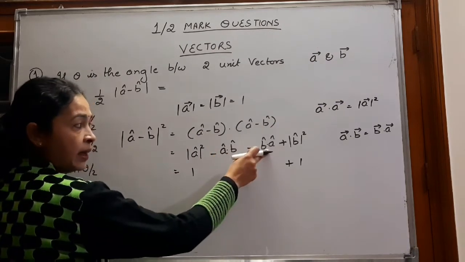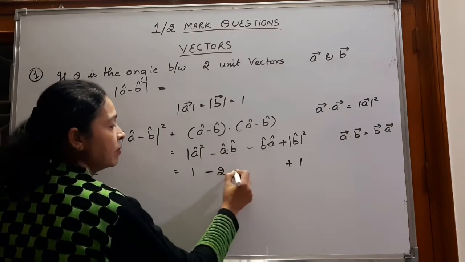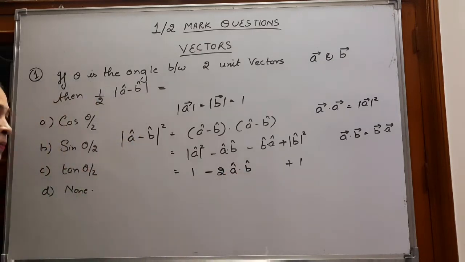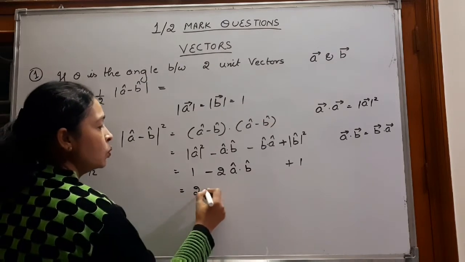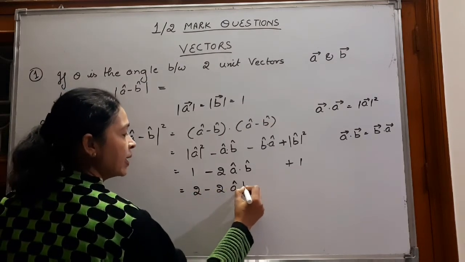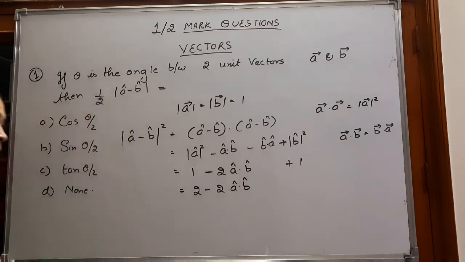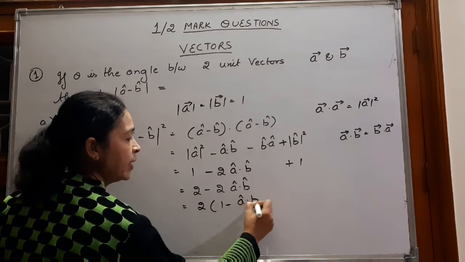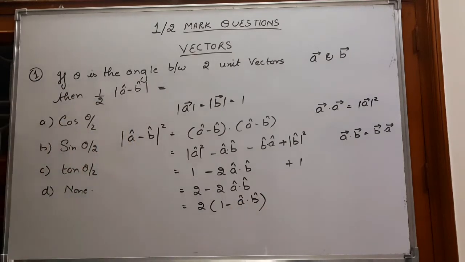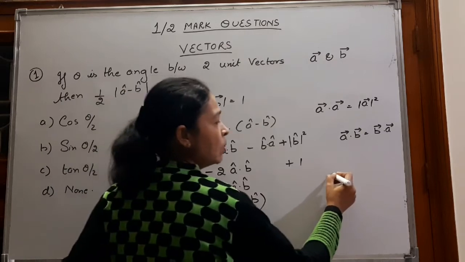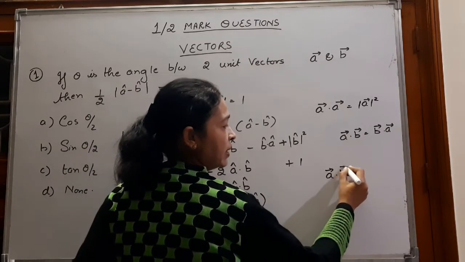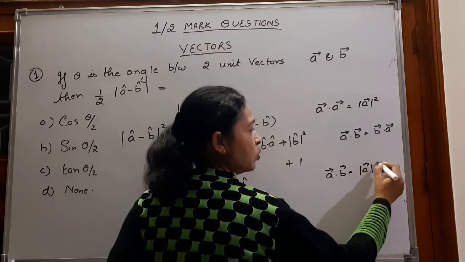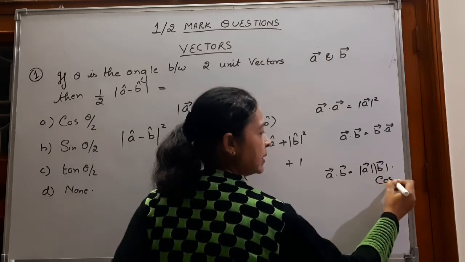Vector A dot vector B and vector B dot vector A both are the same. We write 2 times unit vector A dot unit vector B. We have 2 minus 2 times unit vector A dot unit vector B. 2 is common, 1 minus unit vector A dot unit vector B. Now students, what is vector A dot vector B? Vector A dot vector B is magnitude of A into magnitude of B into cos theta.